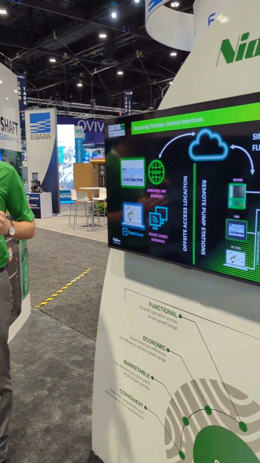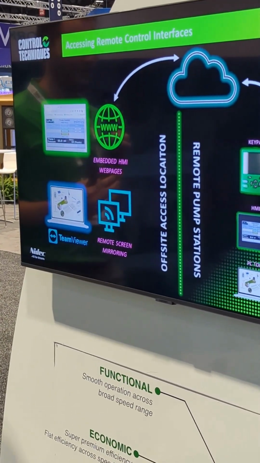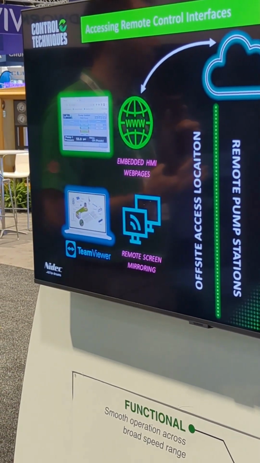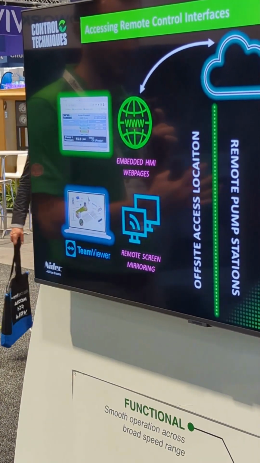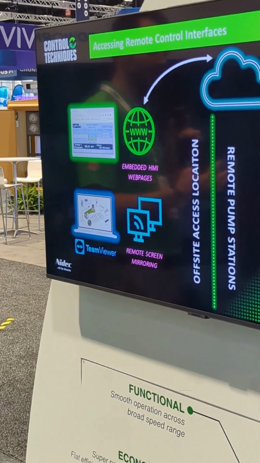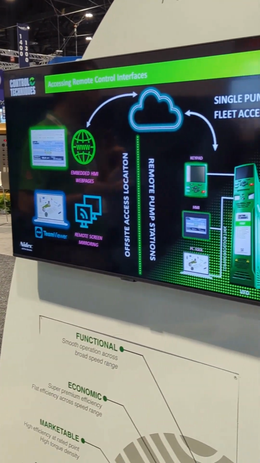So when we're accessing these remote devices, whether it's a single pump or it's fleet control, usually the first thing we really want to do is just mirror what we're seeing at the pump drive. And this could be through the keypad, through the HMI, or through a PC connected to the pump drive. To mirror that, we use a couple pieces of software to do that.